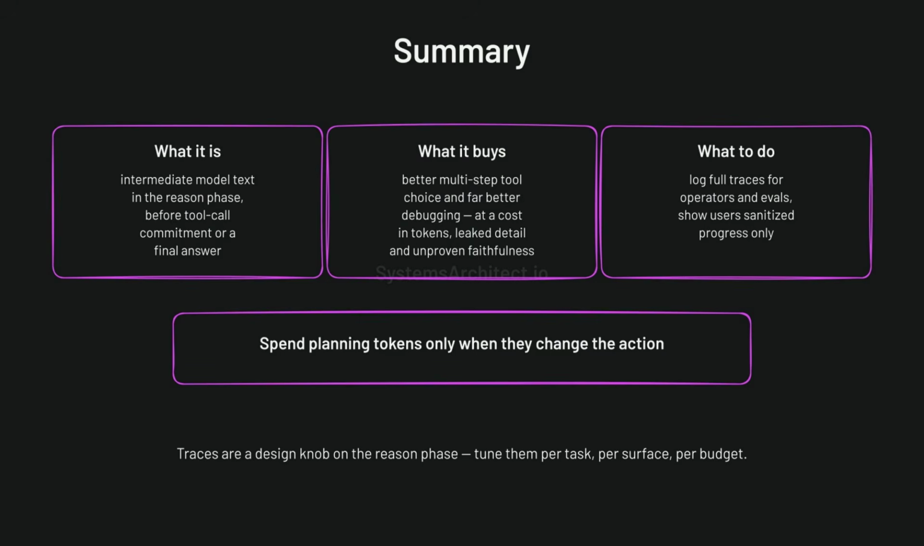A reasoning trace is intermediate model text in the reason phase before tool call commitment or a final answer. Traces can improve multi-step tool choice and debugging, but they cost tokens, may leak planning detail, and aren't guaranteed faithful. Log full traces for operators and evals, show sanitized progress to users, and spend planning tokens only when they change the action.